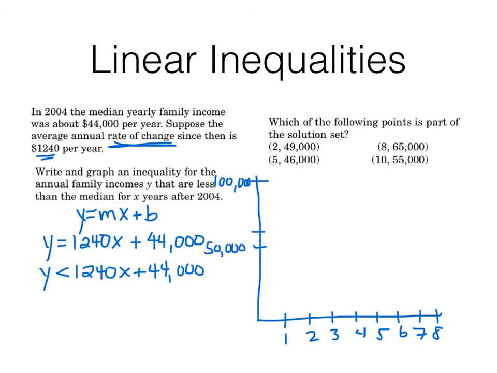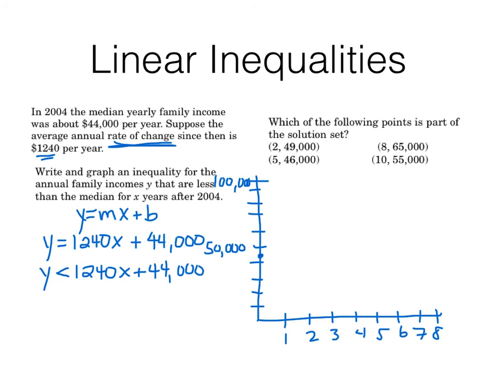And 5, 6, 7, 8, 9. That's not too bad, kind of even. 1, 2, 3, 4. That's not bad at all. I'm going to graph my y-intercept at 44,000, which is going to put me approximately here-ish.